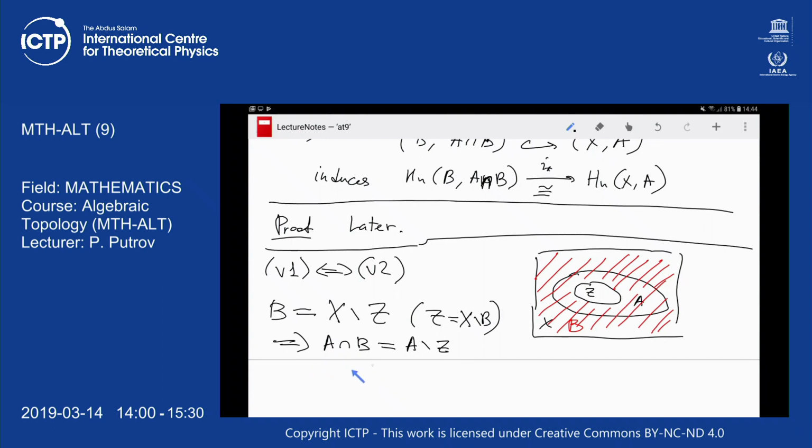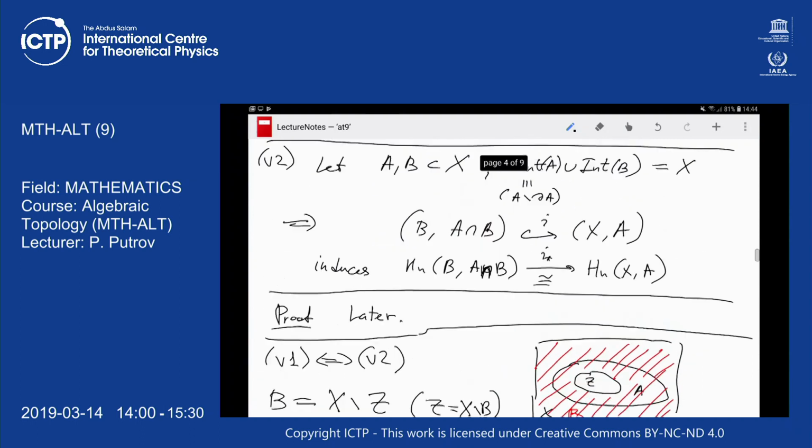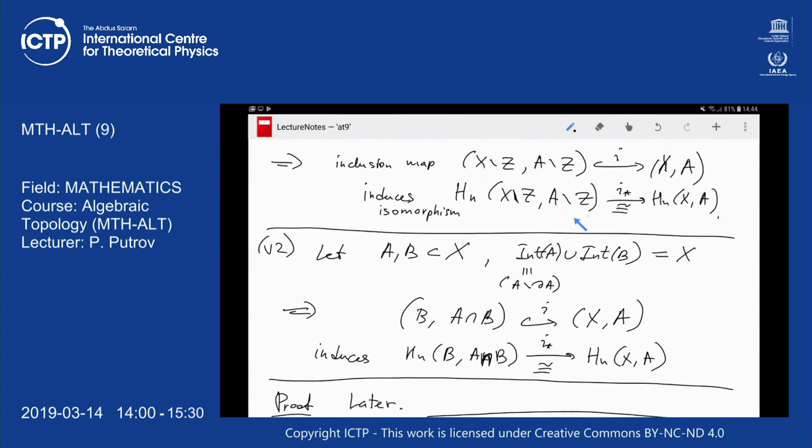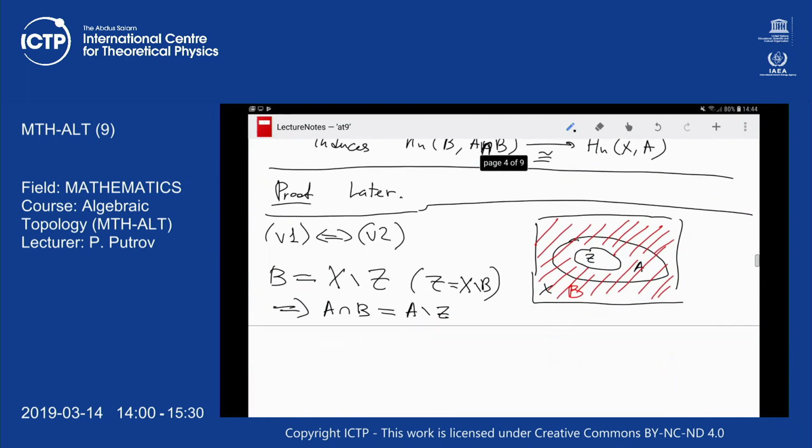So indeed, if we compare two formulations, A intersection B is exactly the same as A minus Z, which is what we use. So we just have identity between this and this, and identity between this and this. But there are some additional assumptions. We need to see that the assumptions are also equivalent, if you make this correspondence between B and Z.